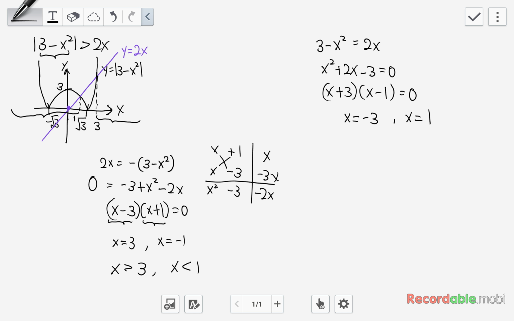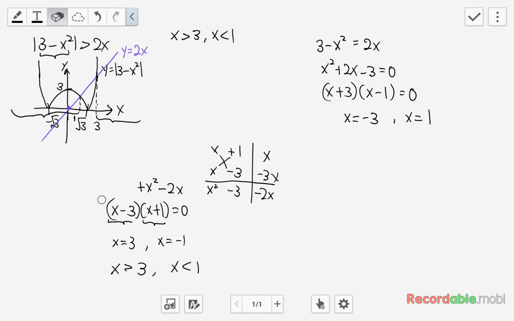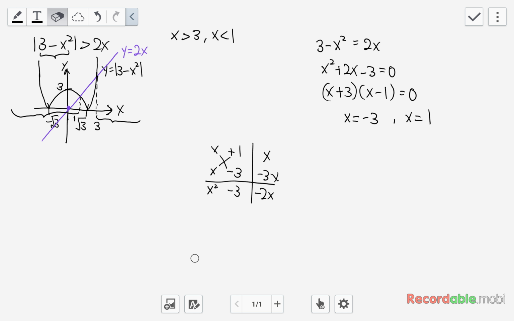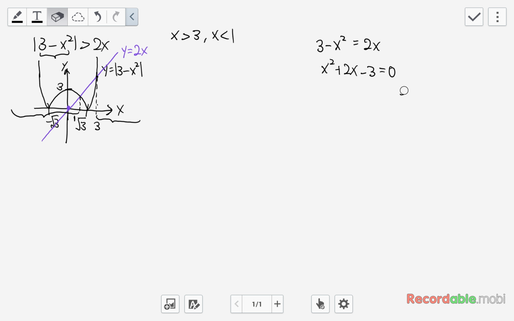Now, are there other methods for finding this? Yes, surely there is. So this one, x greater than 3 and x smaller than 1. So let's do the other method, commonly called the algebraic method, for solving this inequality. It should give us the same solution.